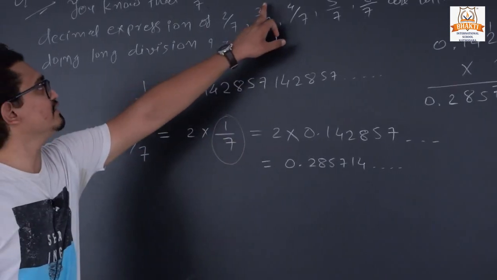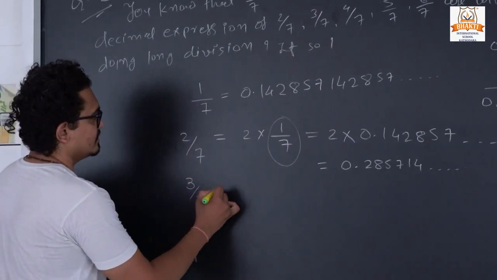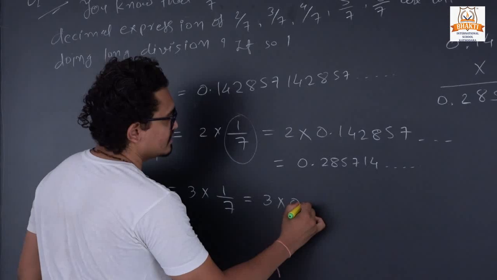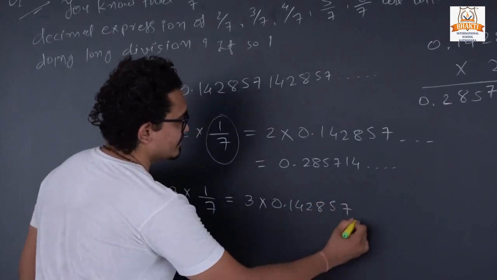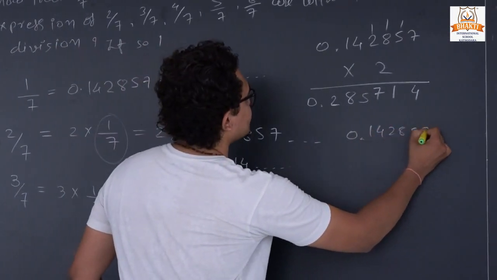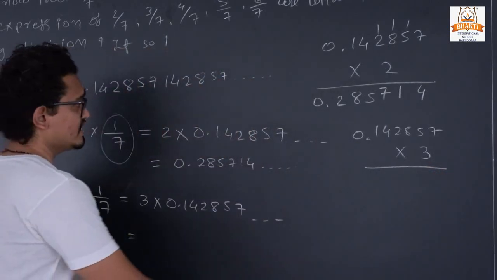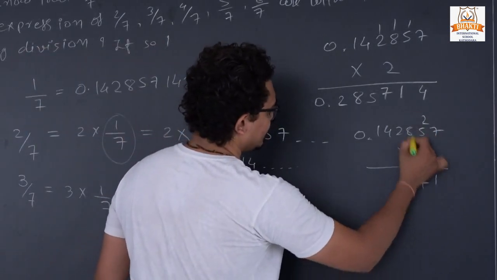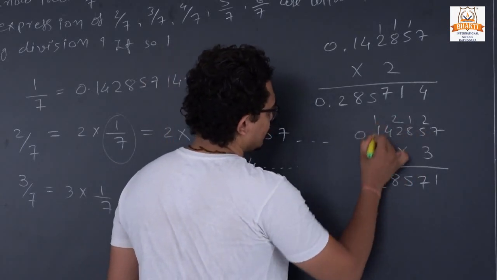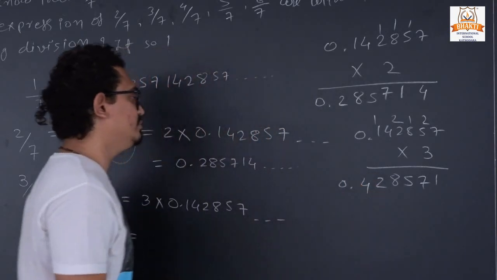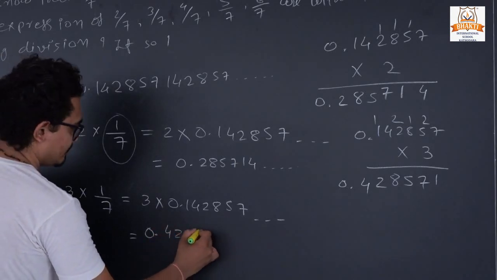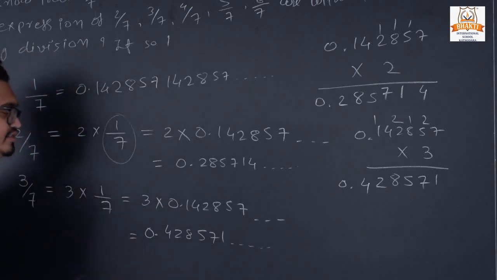Similarly we can also find the value for 3 by 7. Once again we multiply with 3, so we write 3 into 0.142857. So once again we multiply 142857 with 3. What is its answer? 7 threes are 21, 17, 25, 6, 8, 12, 4. So the answer will be 0.428571. It will be once again continuous.